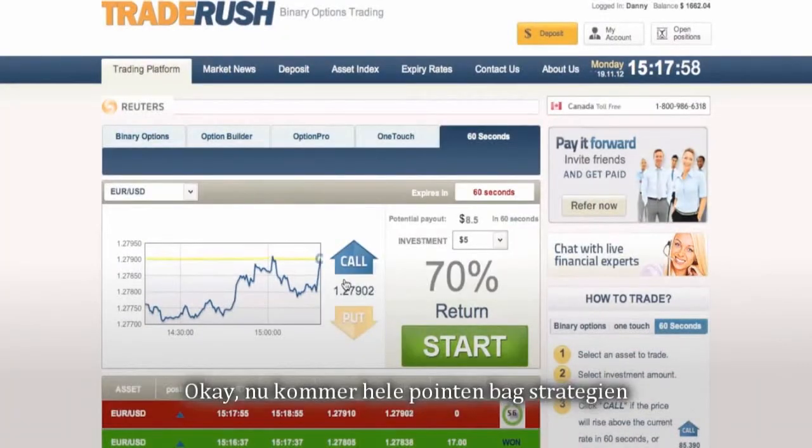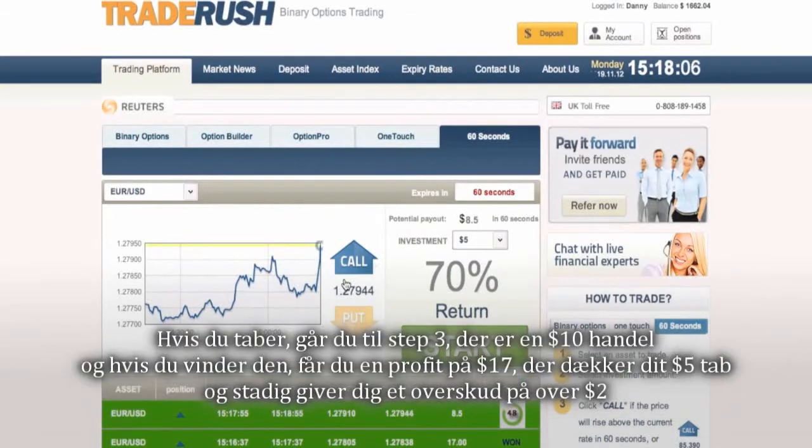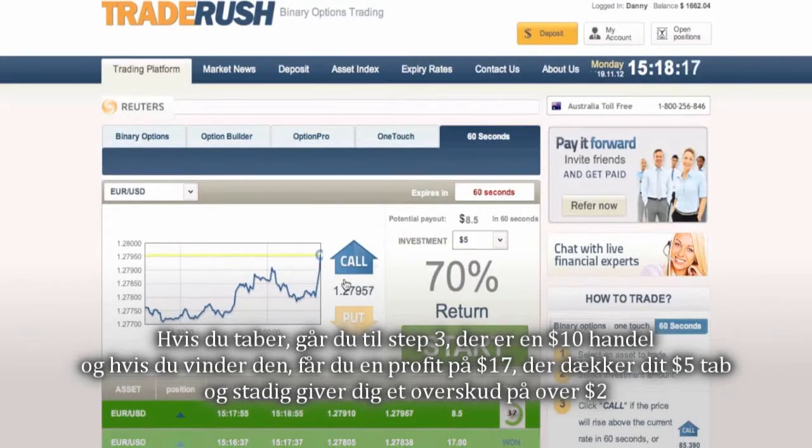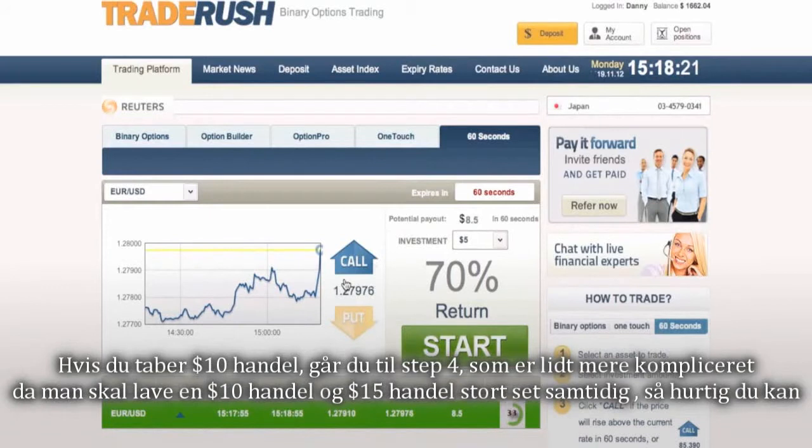Now, this is the whole point behind this strategy. Step 2 is the $5 trade, and if you win that, you get a profit of $3.50. Now, if you lose, you go to step 3, which is a $10 trade, and if you win that, you make a profit of $17, which covers your $5 loss and your $10 investment, while still giving you a profit of $2.